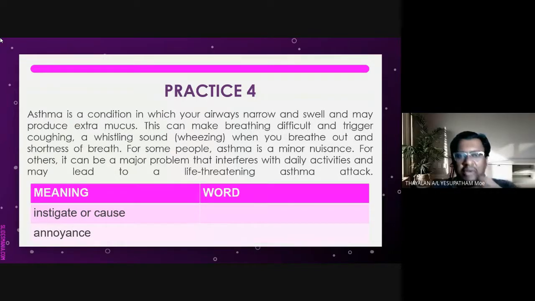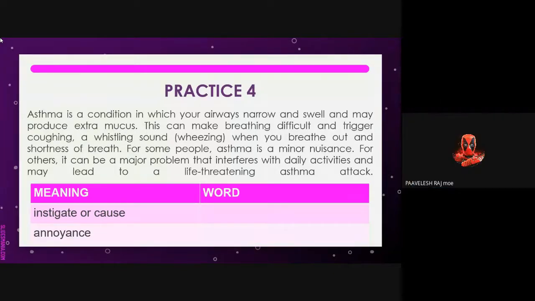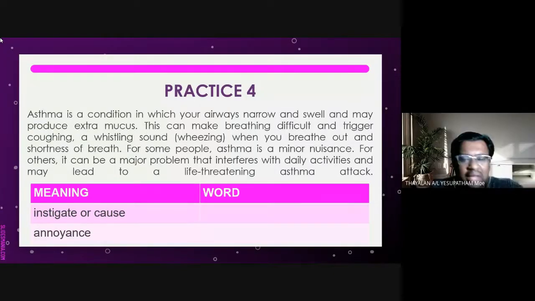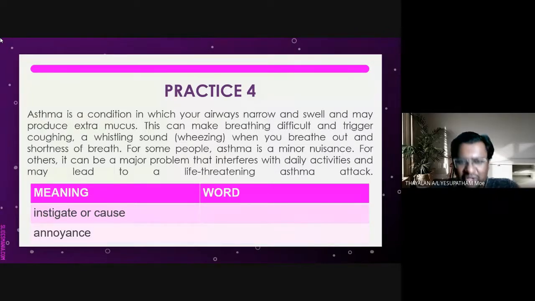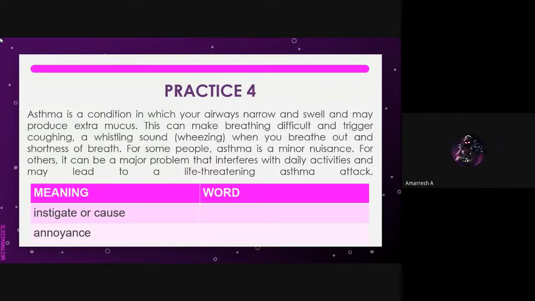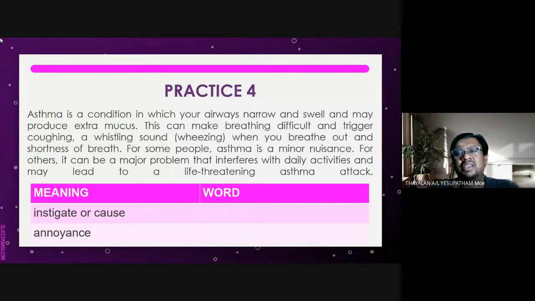Okay, well read. Now, instigate or cause: trigger. What is it? I can't hear you. Interferes? No, it's not interfere. Nuisance is for annoyance. Excellent, very good. Nuisance is for annoyance. So what is the first one? The first one is trigger. Excellent, very good.